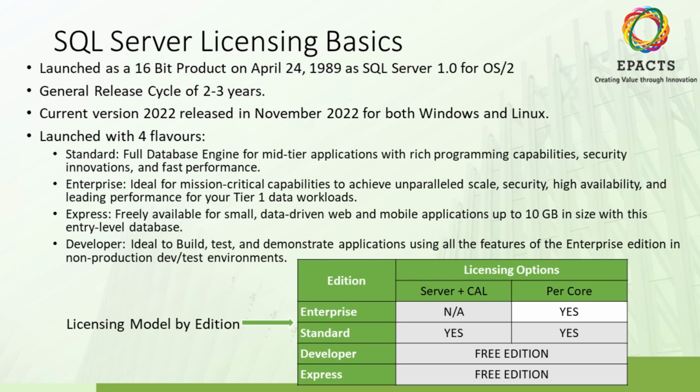Now, as you can see out here, the licensing for SQL for Enterprise is only a core-based license. And for Standard Edition, you can do a server CAL model as well as a core-based model. So what's the difference out there? Now in SQL, one thing you have to remember, when you're buying SQL licenses on core base, you do not need to buy CALs unlike Windows Server.